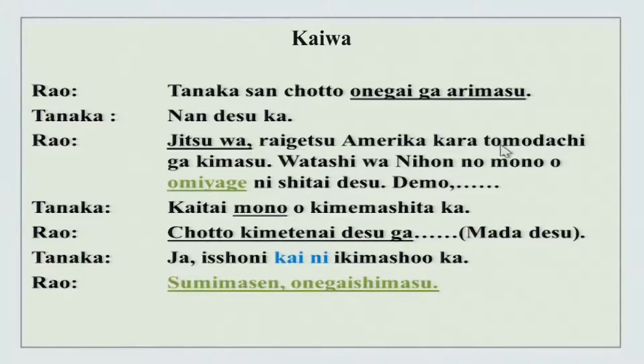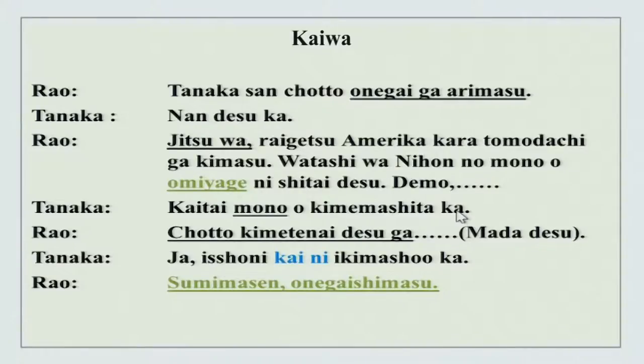Then, watashi wa Nihon no mono wo omiyage ni shitai desu. I want to give a Japanese present to my friend. Demo, but, and you leave the sentence incomplete because it is very clearly understood that you want to ask him to go with you shopping.